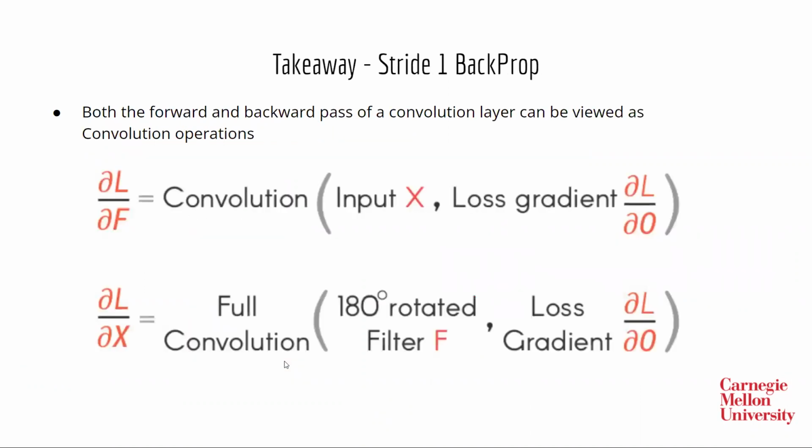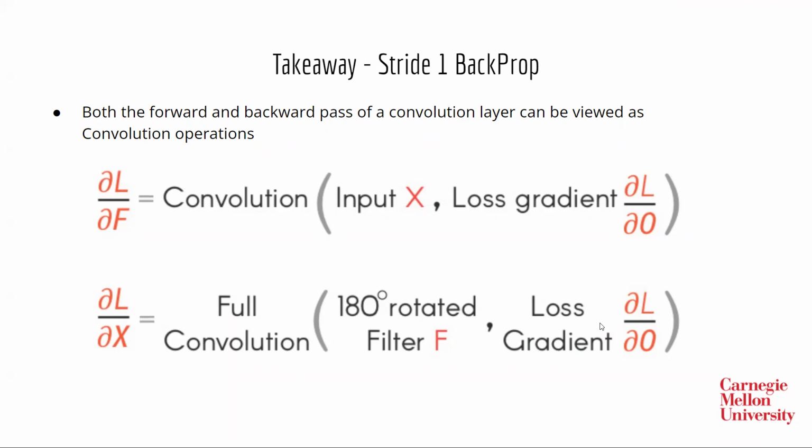So what's the takeaway for stride 1 BackProp? That the gradient of loss with respect to filter can be viewed as a convolution between your input X and the gradient of loss with respect to output. Also, the gradient of loss with respect to inputs can be viewed as a convolution, but it's a full convolution with padding, with some change in the filter. That's the 180-degree rotated filter. And again, the same loss gradient, the gradient of loss with respect to your outputs.